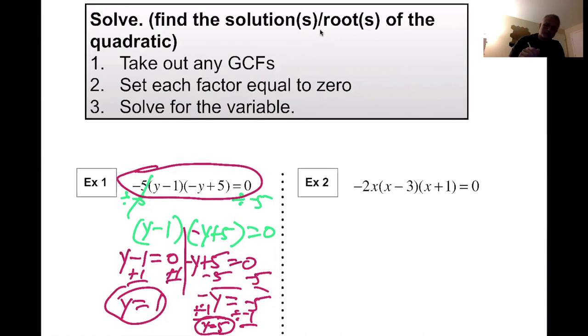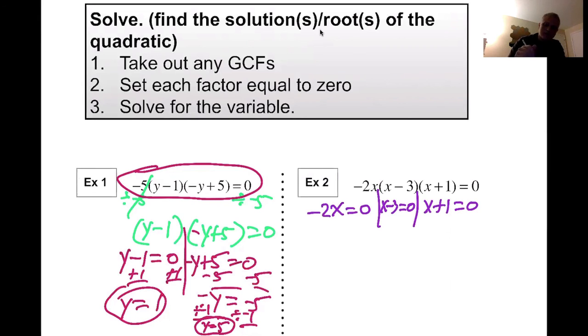Example number 2. Let's look at number 2 here. Now we have 1, 2, 3 factors. And because they all have x's, we're going to have to split this up to 3 solutions. See, this -2x, that could equal 0. This x minus 3, that could equal 0. This x plus 1, that could equal 0. Okay, so let's just solve them.